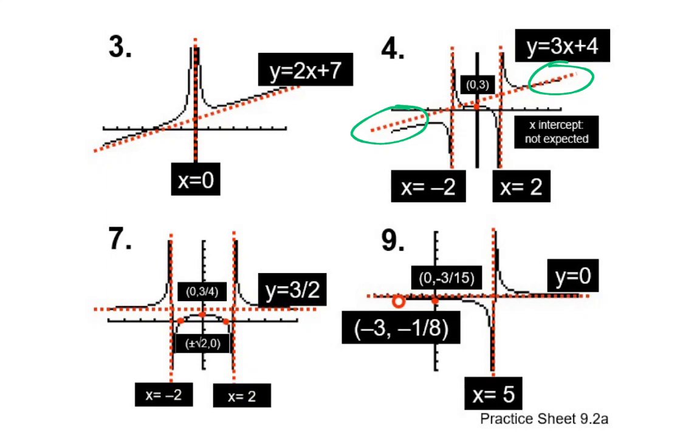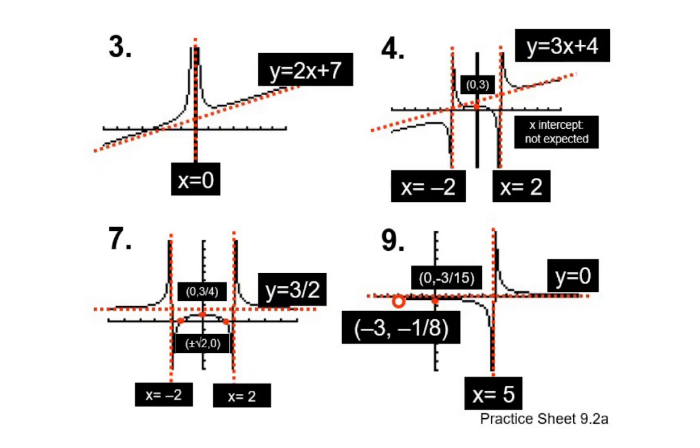Don't forget that the denominator is still the culprit for your vertical asymptotes. So we still have these vertical asymptotes, and vertical asymptotes always split a graph into the different intervals, if you will. So for this problem, we have the interval to the left of the asymptote, to the middle of the asymptotes, and then to the right of the asymptotes. So vertical asymptotes are still the key culprits to these problems.